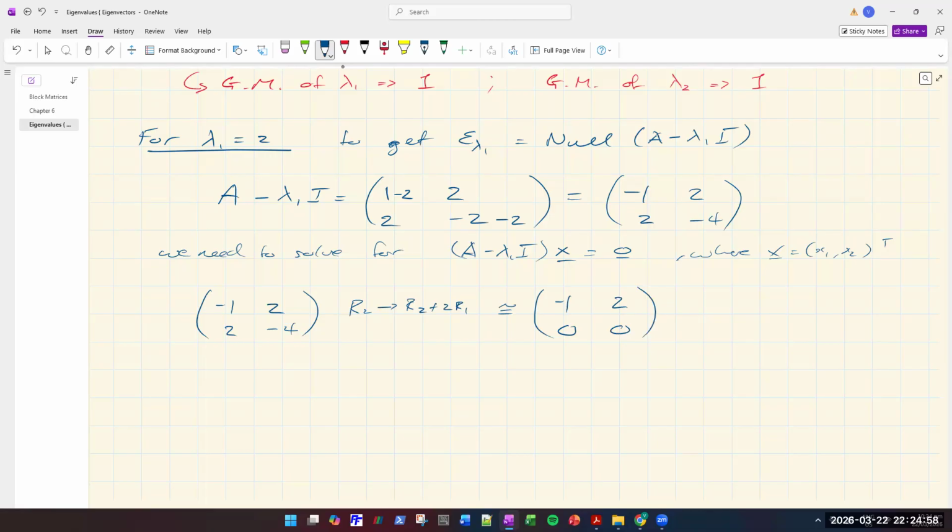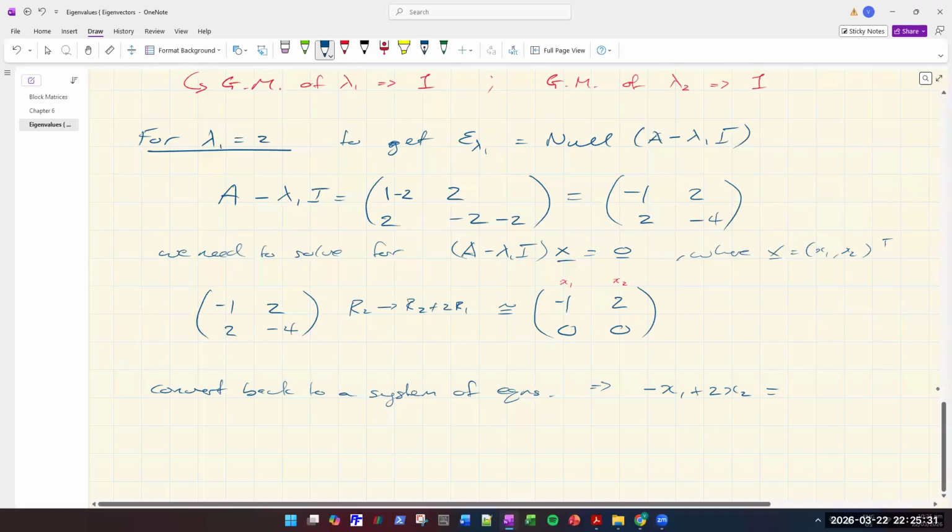So I get this matrix and now convert back to a system of equations, right? So this here represents the x1 and this here represents the x2. So this means we have minus 1x1 plus 2x2 is equal to the right-hand side. And the right-hand side is 0, right? We are solving for the null space. The null space means the right-hand side vector is 0.